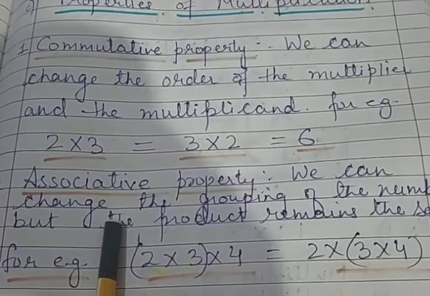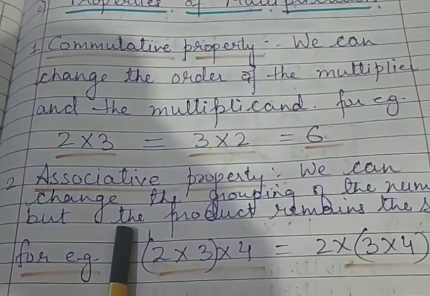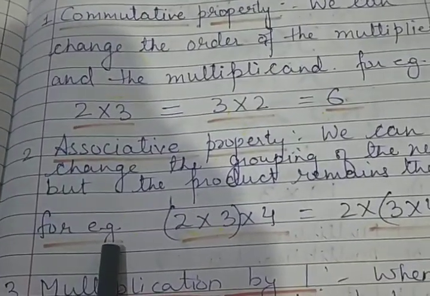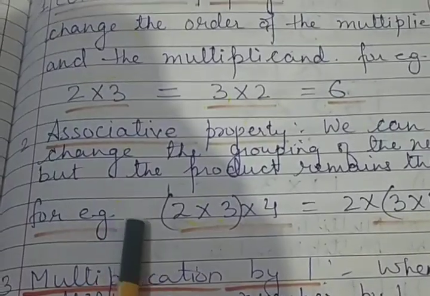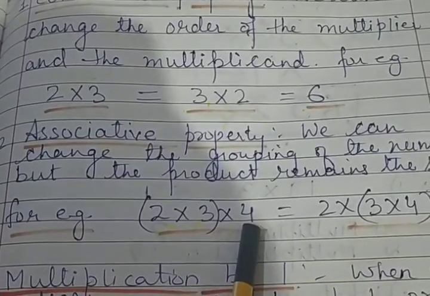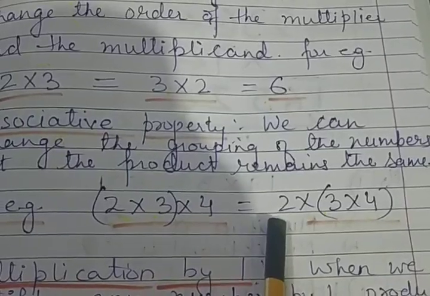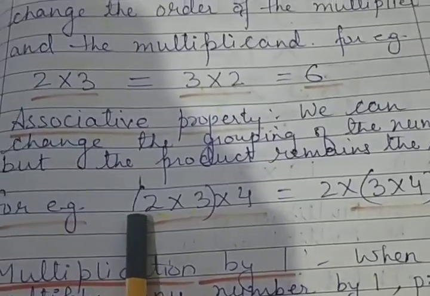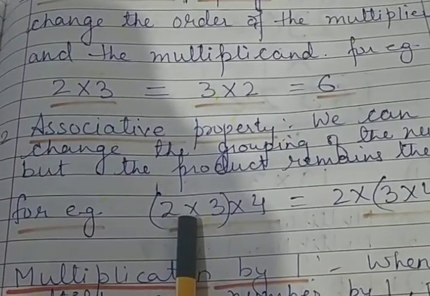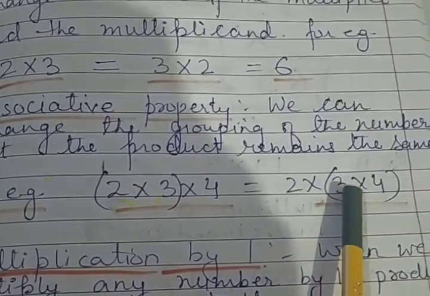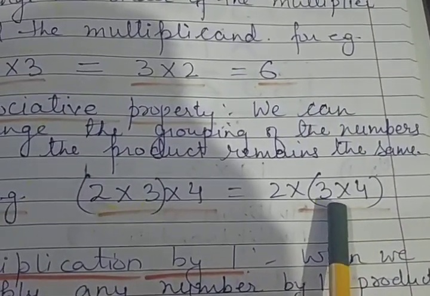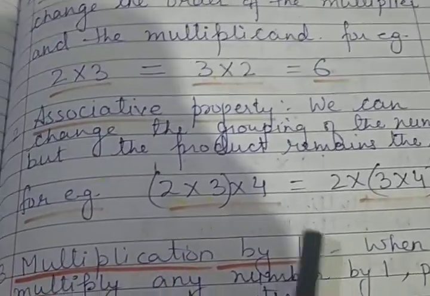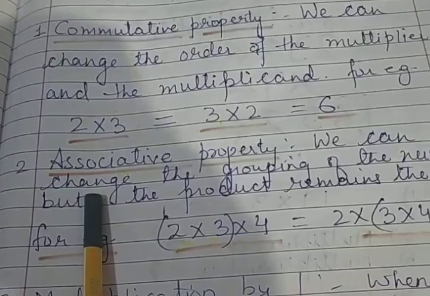Then we have an associative property. It says we can change the grouping of the number, but the product still remains the same. Look over here. Example, 2 multiplied by 3 is in the brackets and into 4 is alone. Over here we have 2 left alone and 3 into 4 has been grouped into brackets. So it means here I'll multiply 3 into 2 first. 3 2s are 6. 6 4s are 24. Here I'll multiply 3 and 4 first. 4 3s are 12. 12 2s are 24. My answer is same in both the cases. So it means multiplication is also associative.